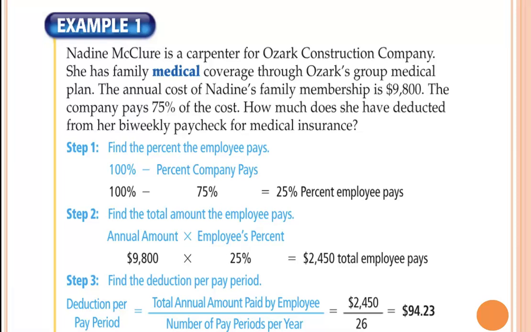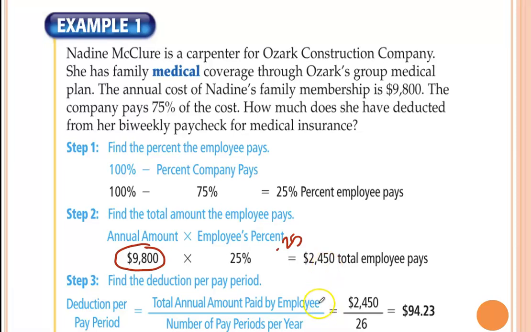So find the percent the employee pays. You take 100% and subtract what the company pays, and that's how much the person has to pay. So they pay 25%. In your calculator, I would just put 100, subtract 75, and you get 25. Then the second step is you take that annual amount times 25%, or move the decimal two spots to the left, which is 0.25, and you get 2,450.